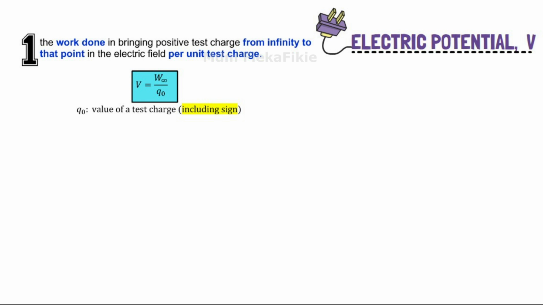Okay, so it is the work done in bringing positive test charge. So V is equal to W over Q naught, where Q naught is the test charge. Make sure in your calculation you must consider the negative sign of the negative charge. Electric potential is a scalar quantity, berbeza dengan electric field and electrostatic force. So ini adalah scalar quantity, tidak perlu untuk awak lukis any direction. The unit for electric potential is volt, which is V.